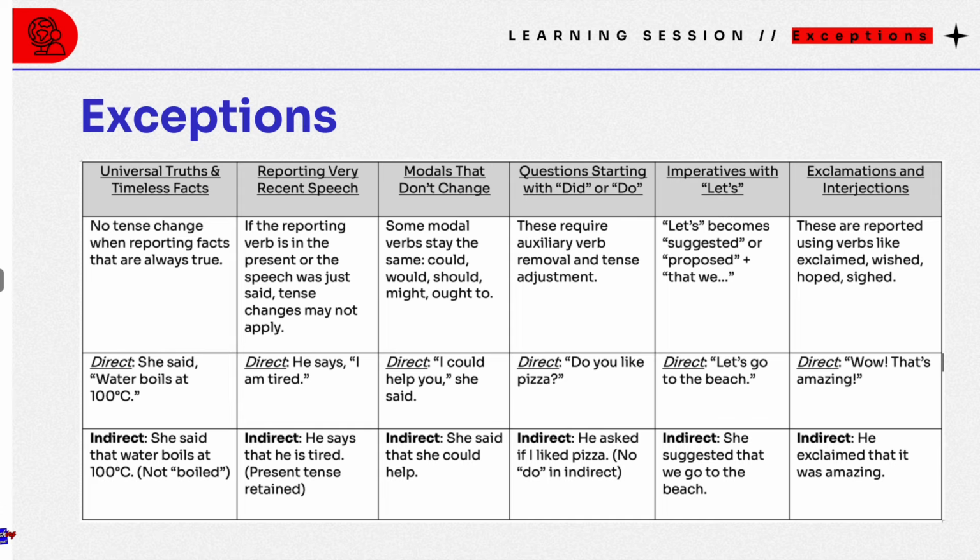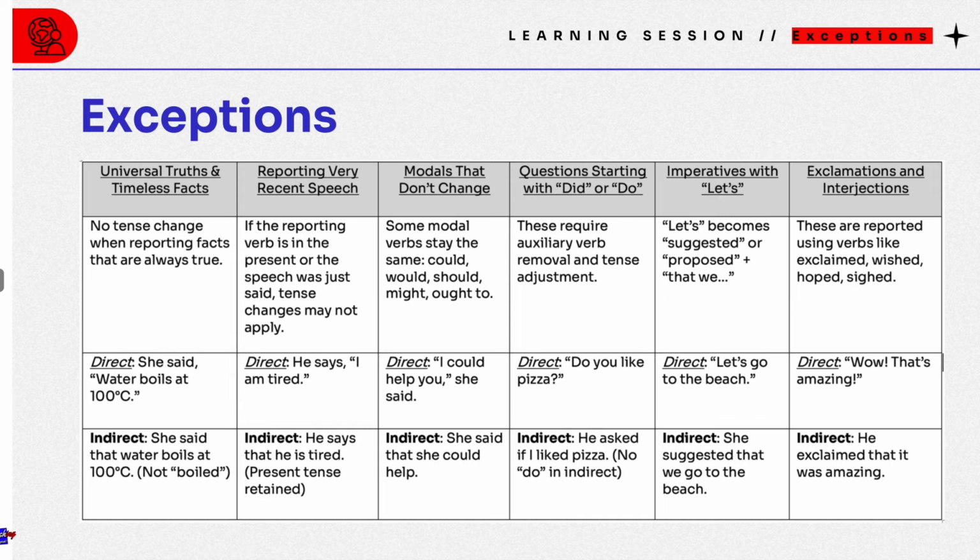For the next exception, we have imperatives with let's. Let's becomes suggested or proposed plus that we. For example, let's go to the beach. She suggested, and here is the reported, she suggested that we go to the beach. Okay, we can even say she proposed that we go to the beach. So that's how you report let's.